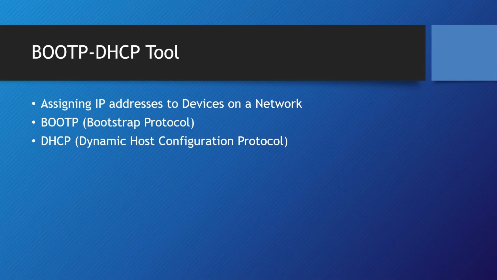The BOOTP-DHCP tool is a network protocol utility used for managing and assigning IP addresses to devices on a network. BOOTP is an older network protocol that was primarily designed to help workstations obtain their network configuration information during the boot process, where a BOOTP server maintains a database of IP addresses and corresponding configuration information such as subnet mask, default gateway, and DNS server addresses.